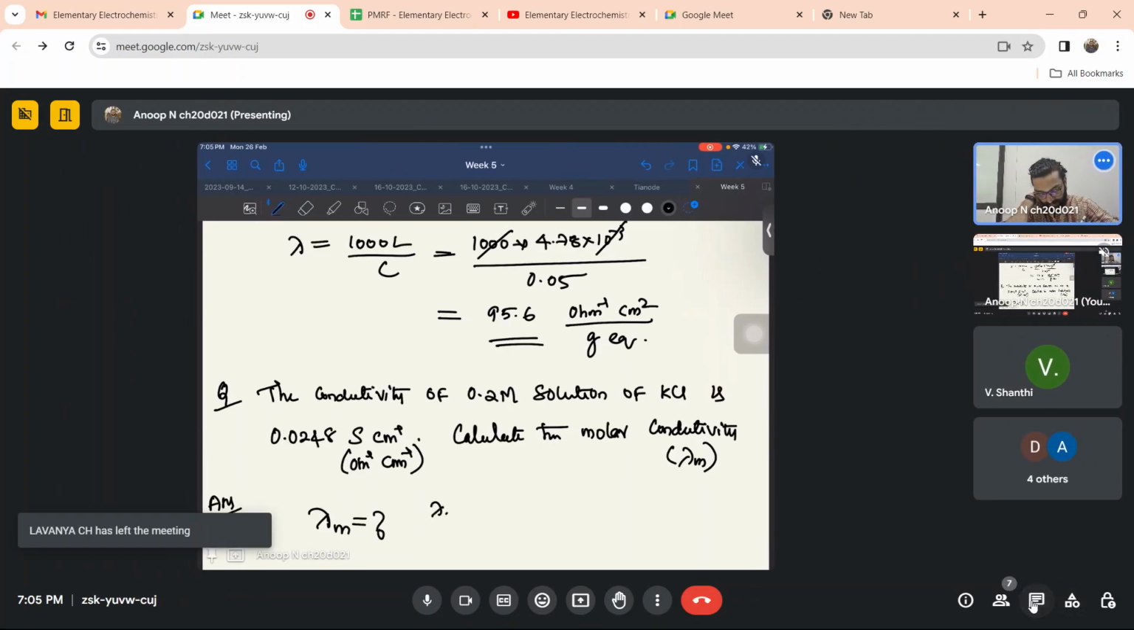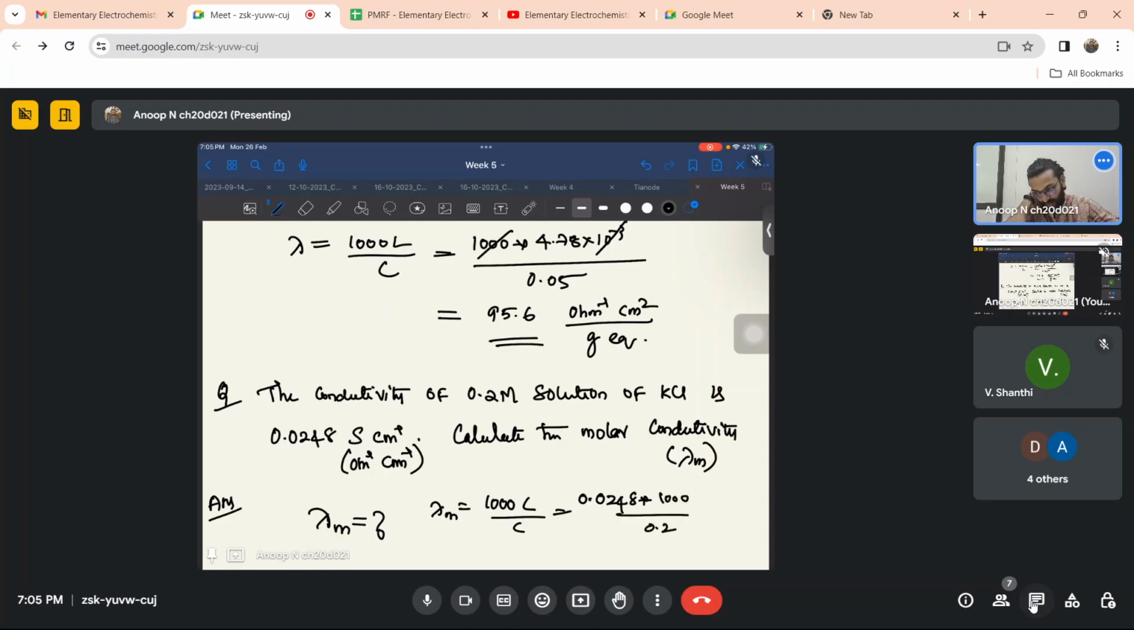So lambda m is equal to 1000 L by C, which is nothing but 0.0248 into 1000 divided by 0.2, which is nothing but 124.01 Siemens centimeter squared per mole.